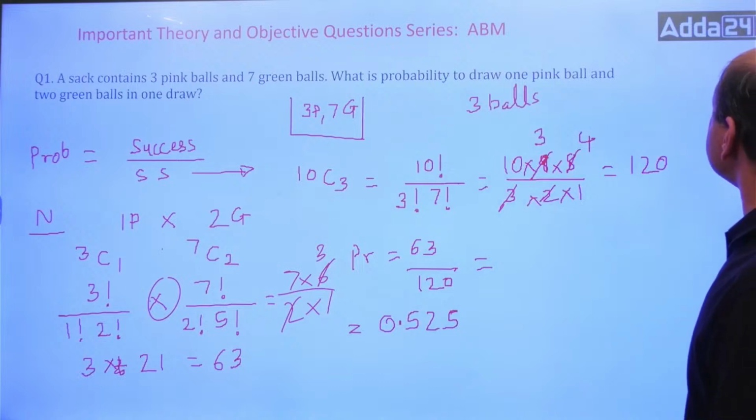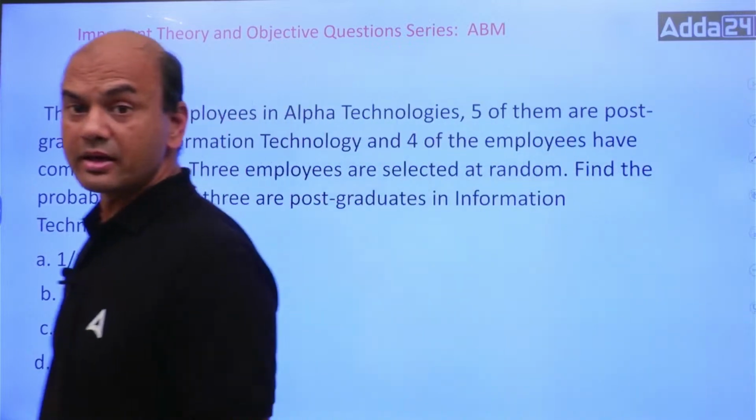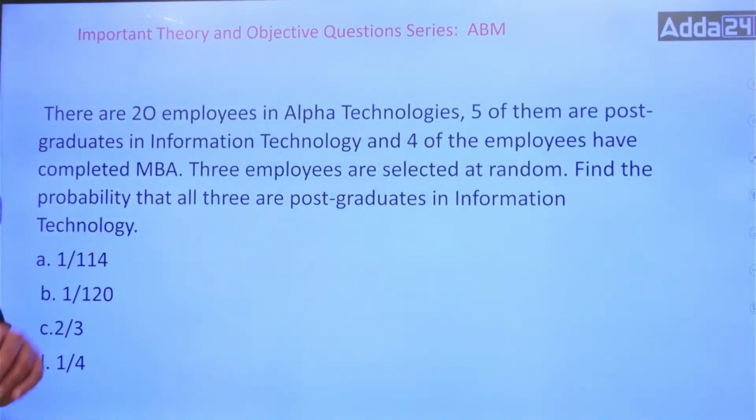So next now. Read this everyone. Similar, we have two problems. One more is there. Similar. There are 20 employees in Alpha Technologies. 5 of them are postgraduates in IT, Information Technology. 4 of them have completed MBAs. 3 employees are selected at random. Find the probability that all the 3 are postgraduates in IT.